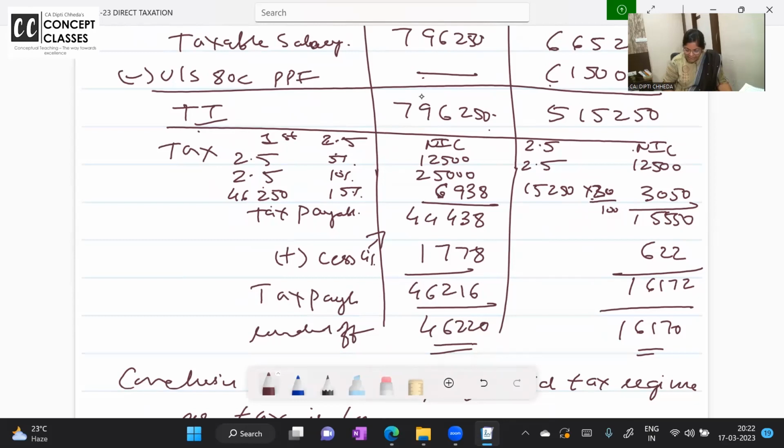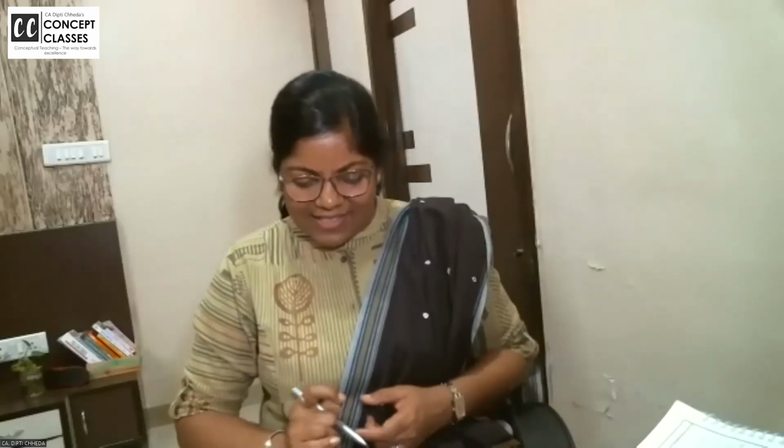Shall I close the screen? All clear? Screen sharing is becoming a trouble. One note I'm using always, but aaj nahi ho raha tha, toh the whole screen I've shared. Anyhow, technology se roz ladai hai, but samajh mein aaya?